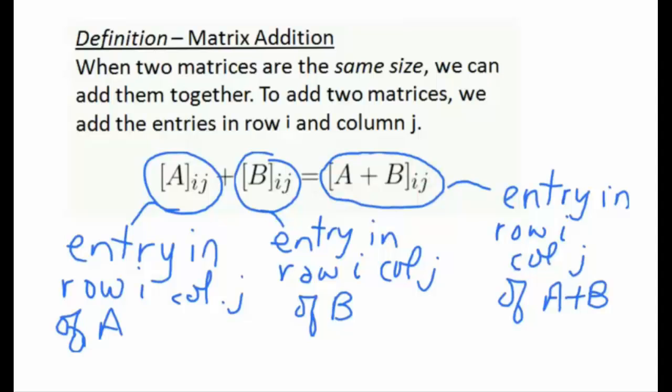What this expression is saying is that if we see two matrices side by side, in order to add them, as long as they have the same size, we're going to take the entry in row i, column j of A, and add it to the entry in row i, column j of B.